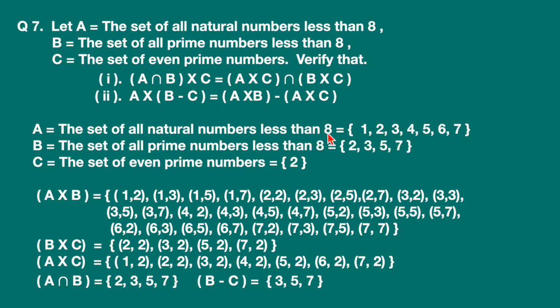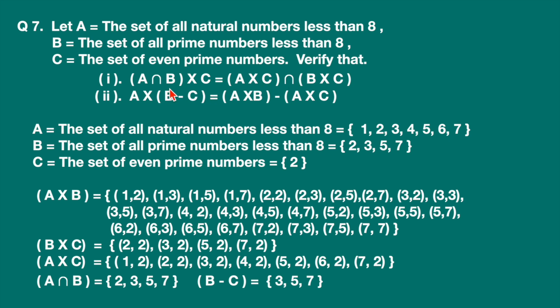Do not include 8. Prime numbers less than 8 is 2, 3, 5, 7. Even prime number, only one prime number is even, that is 2. So once you have written it in roster form, now you can easily do these sums. Okay, let us find out all these brackets so that it will become easy for us.